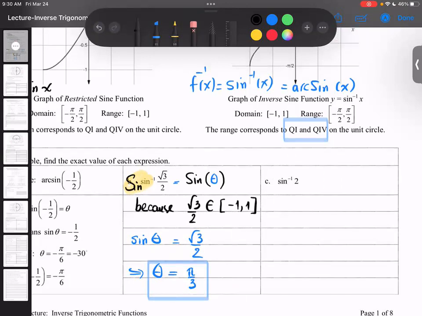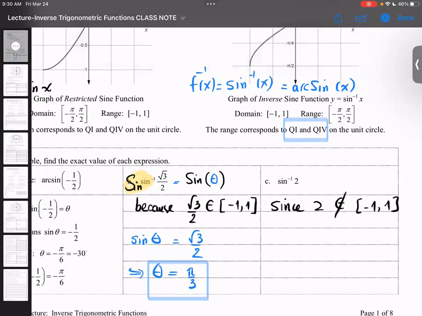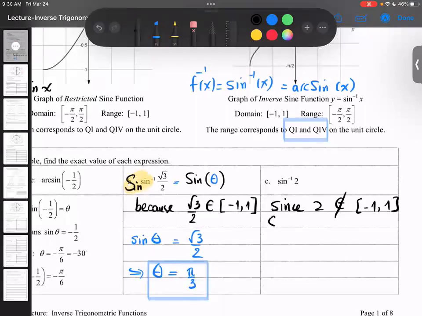Because you said, since 2 does not belong to -1 and 1, that's implied. So what I said there is this value is outside the domain. So your answer will be undefined.